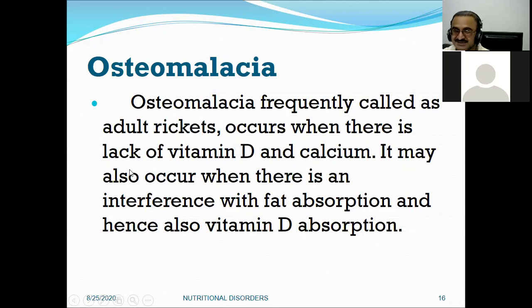It occurs when there is deficiency or lack of vitamin D and calcium, both. It may also occur when there is interference with fat absorption and hence disturbance of vitamin D absorption. So the person may suffer from osteomalacia.